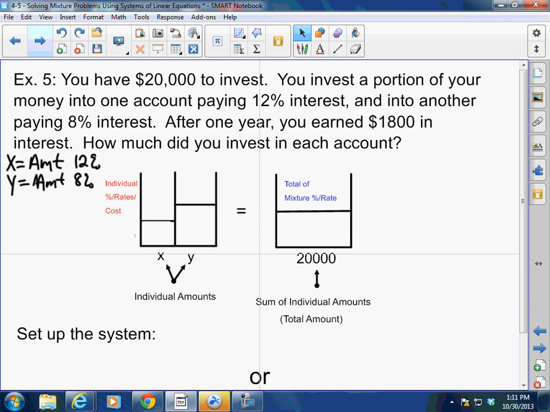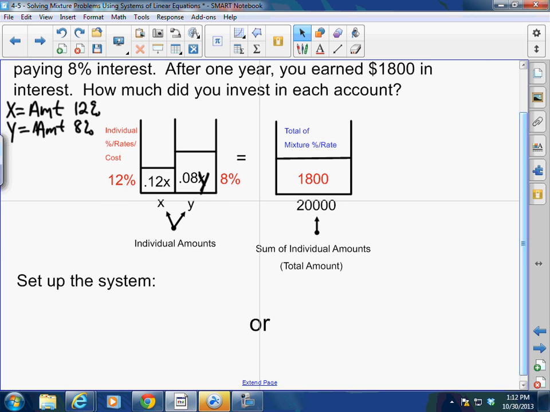What is the percent that the X account pays? 12%. What is the amount that the Y account pays? 8%. 12% times X is 0.12X. 8% times Y is 0.08Y. Oh my God, I made a mistake on every one of those. Sorry. Okay? And what is the total amount of interest that I have? 1,800. So my equation is easy. I got 0.12X plus 0.08Y equals 1,800. That's the interest. And X plus Y equals 20,000.